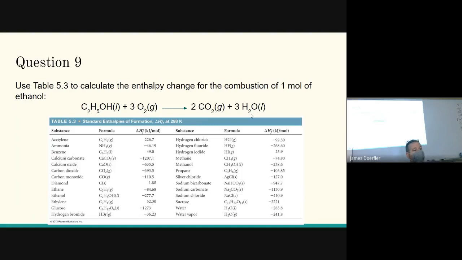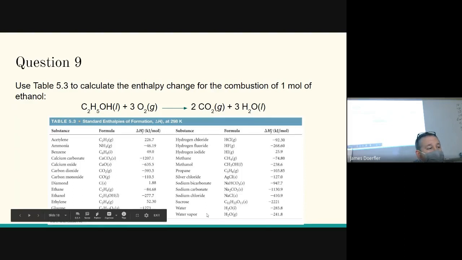And lastly, H2O as a liquid. Negative 285.8. Very good. Now you have to be really careful because even as you see here on 5.3, you've got two versions of water right next to each other, and there is a pretty significant difference between their enthalpy values. So, again, I can't reiterate enough, make sure you know the states of matter.